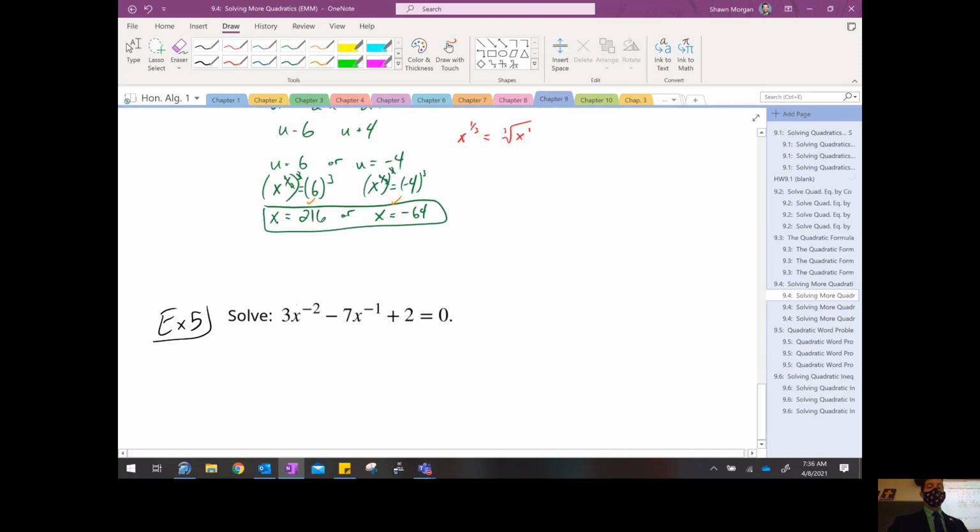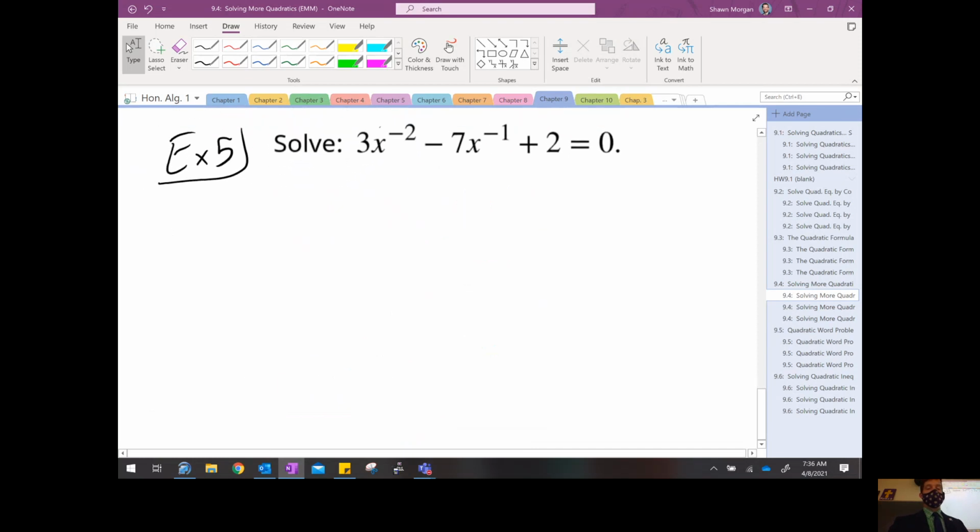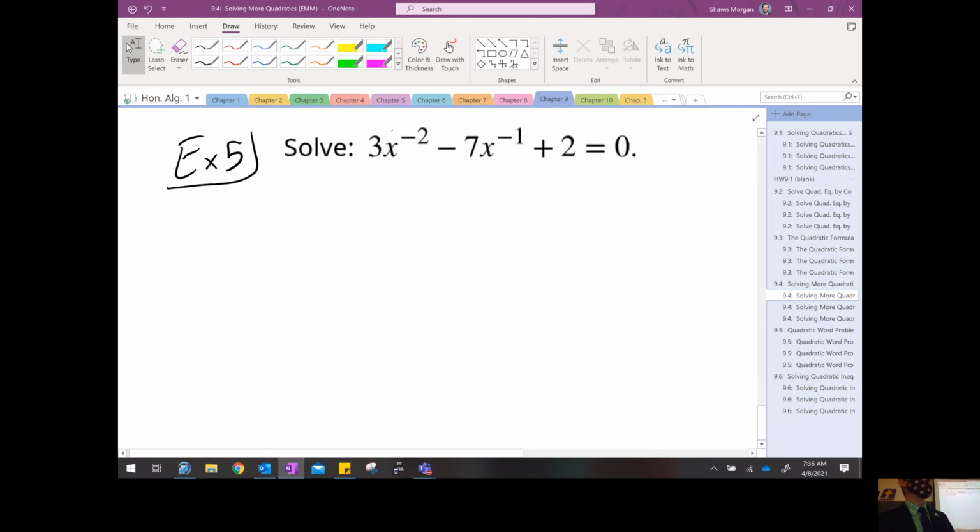All right, y'all want to try one more? You can do it. I'm going to let y'all try this one on your own. We had fractional exponents in the last example. Now we've got some negative exponents. Use substitution, though. What shows up more than once, use substitution. Solve it out and look for the extraneous solutions at the end.